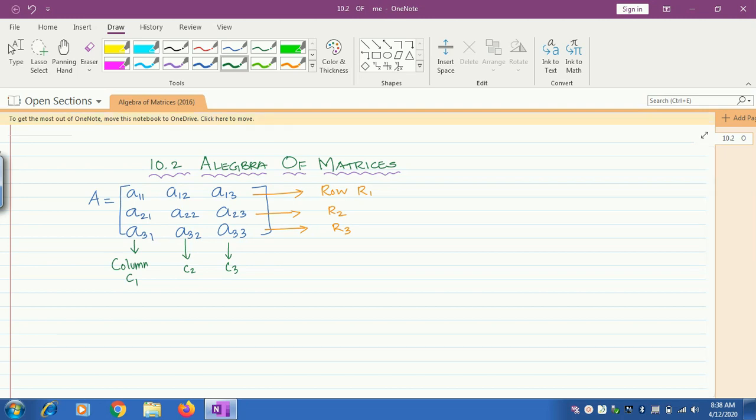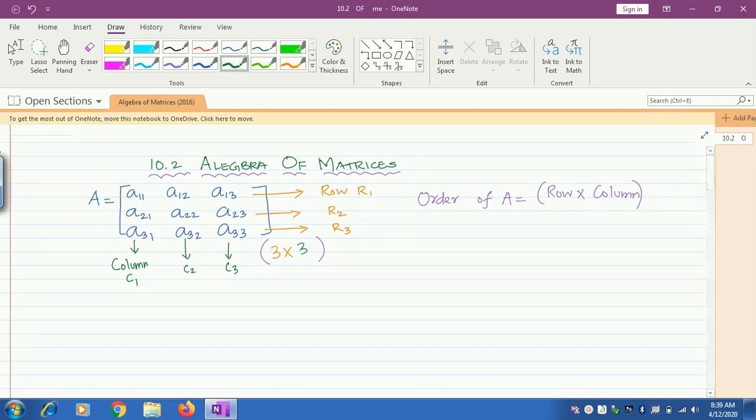Now how will you write the order of these matrices? The order can be written as row cross column. So the order of A can be written as number of rows cross number of columns. How many rows do you have? 1, 2, 3. So I can write it as 3 rows cross 3 columns.